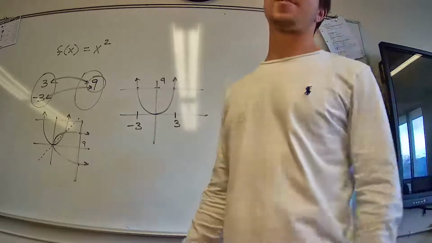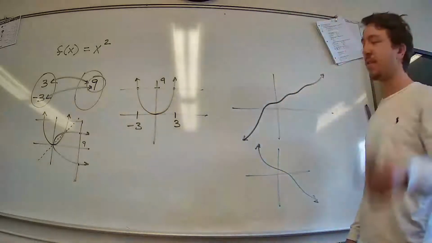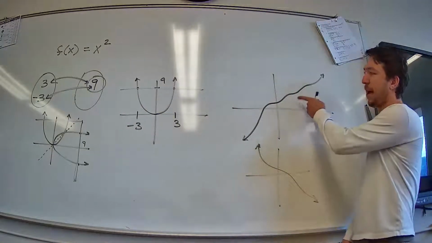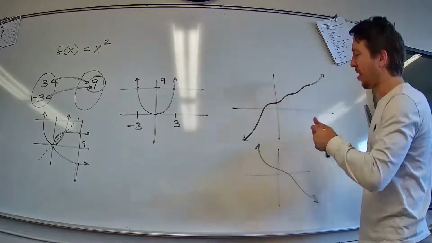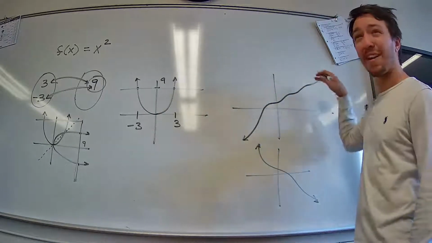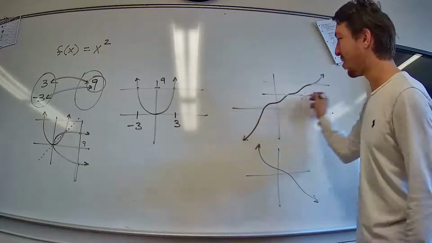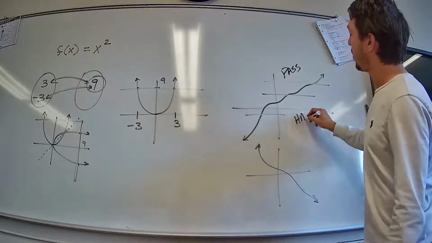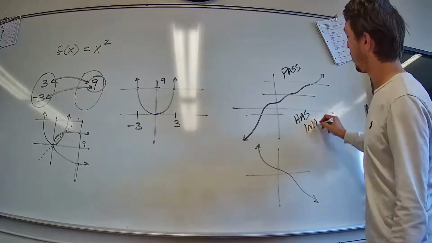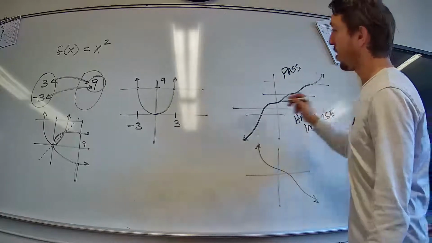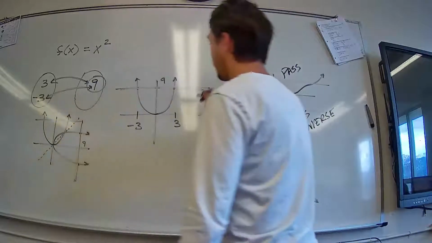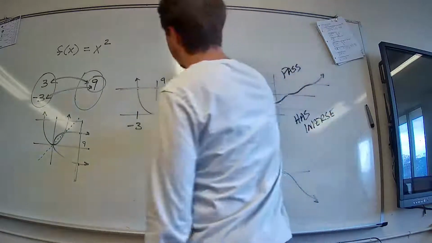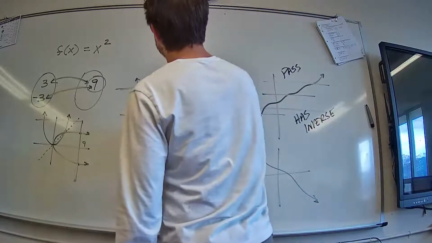We'd say it passes. Typically the convention is to say that this passes a horizontal line test, meaning, can I draw a horizontal line that hits twice? No, there's no way to do it. So I'd say that this guy's going to pass the test, and he has an inverse. Whereas this guy, I can find a horizontal line that hits twice, so I'd say he fails.